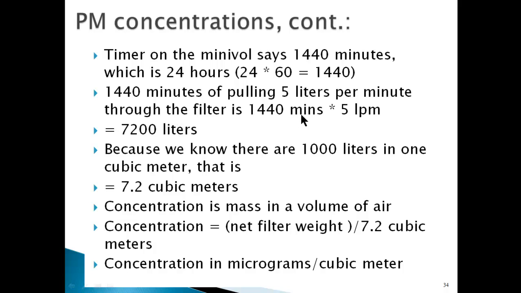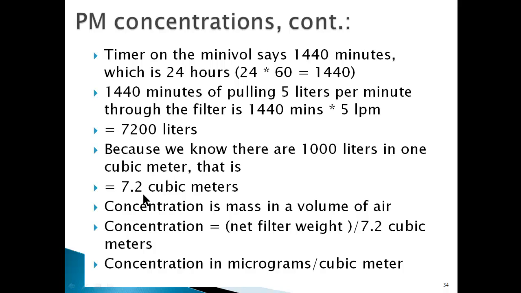So we've got it pulled at 5 liters per minute, and for this many minutes. Well, if you multiply the two, the per minute here cancels out the minutes here, and 1,440 times 5 is 7,200 liters. Phew. So now we have got the liters, but we know that there's 1,000 liters in 1 cubic meter. So if we say, okay, how many cubic meters? Well, we know we could fit 1,000 into 1, so this means we've got 7.2, right?